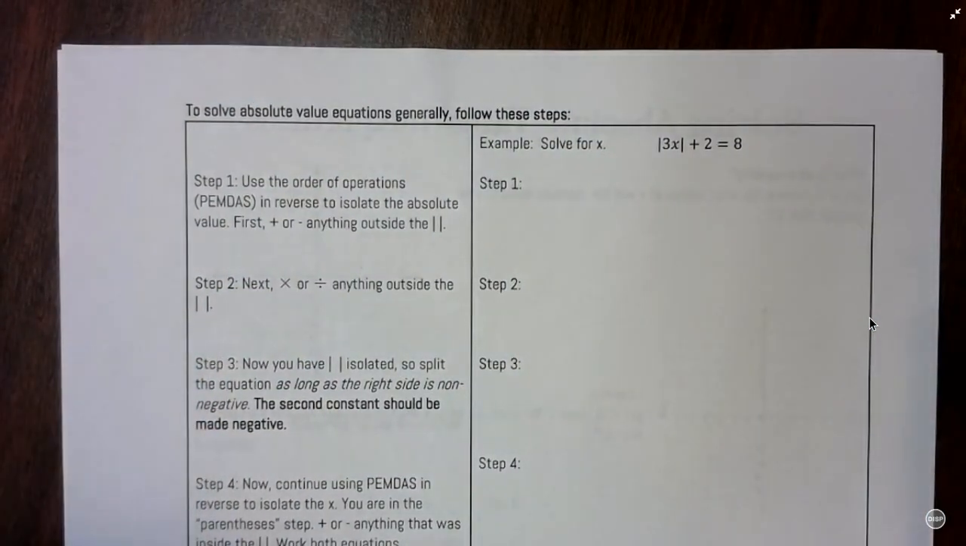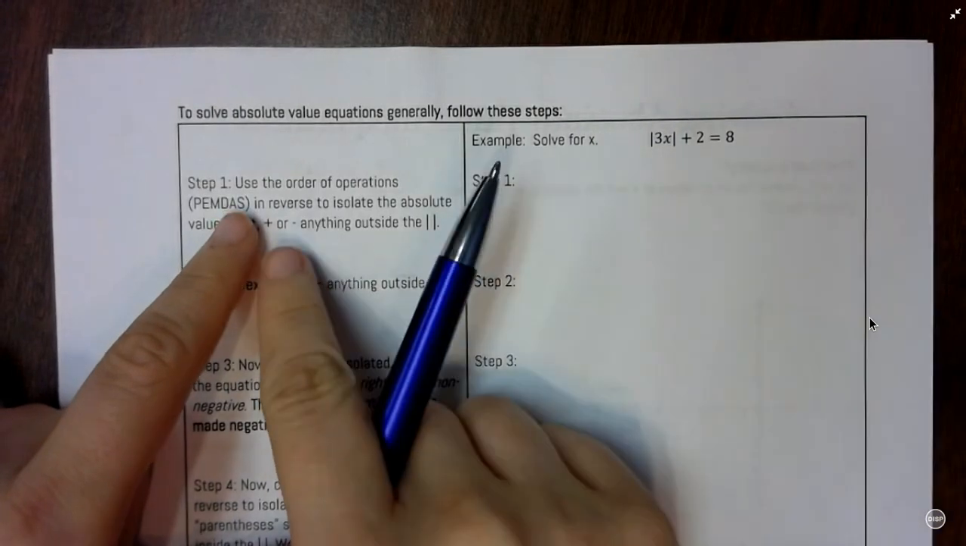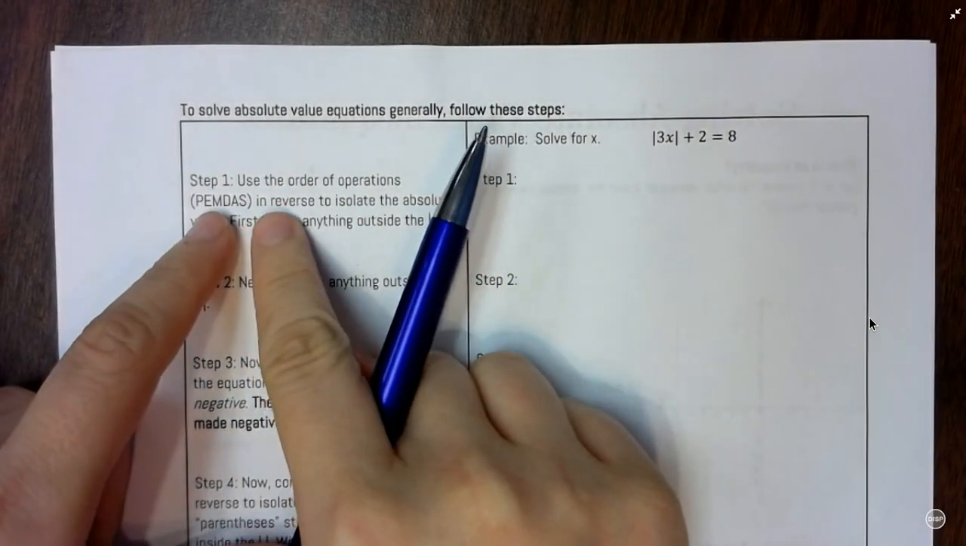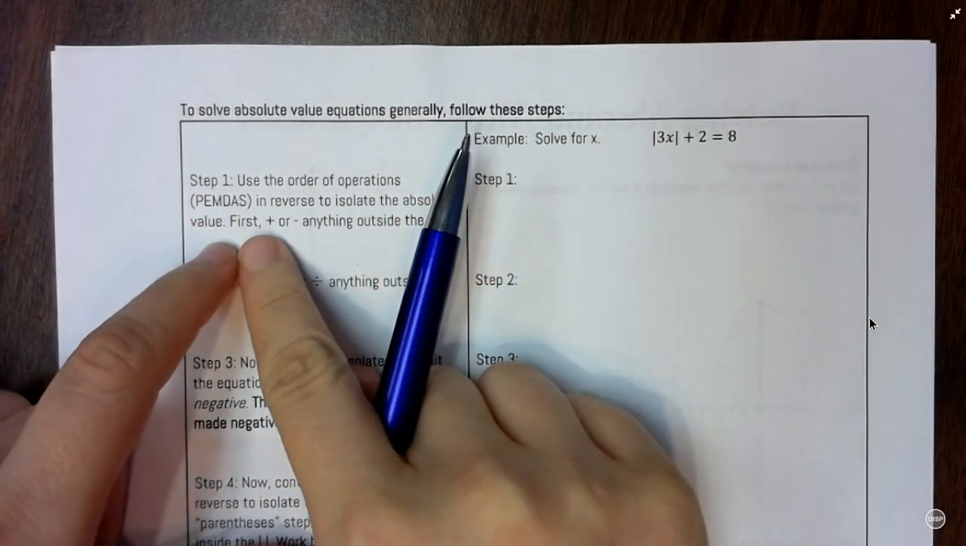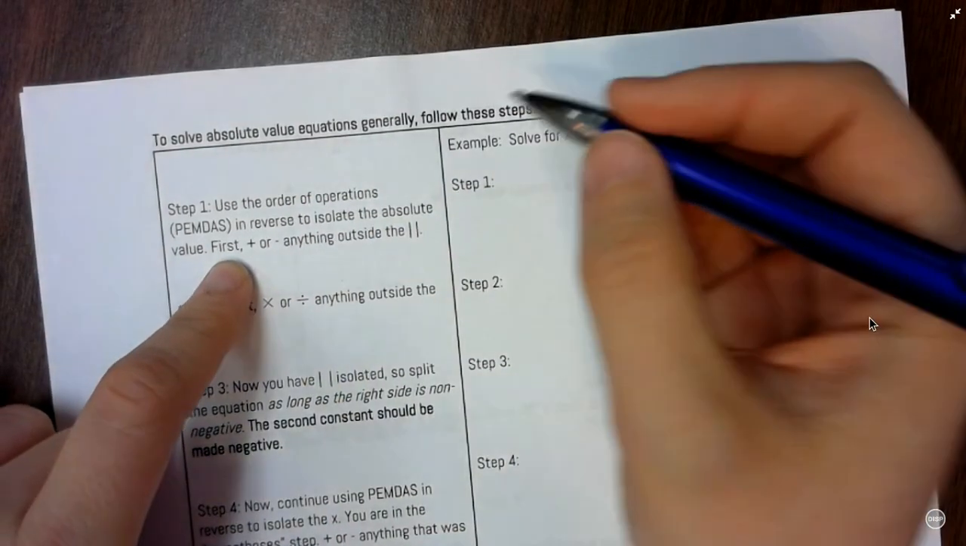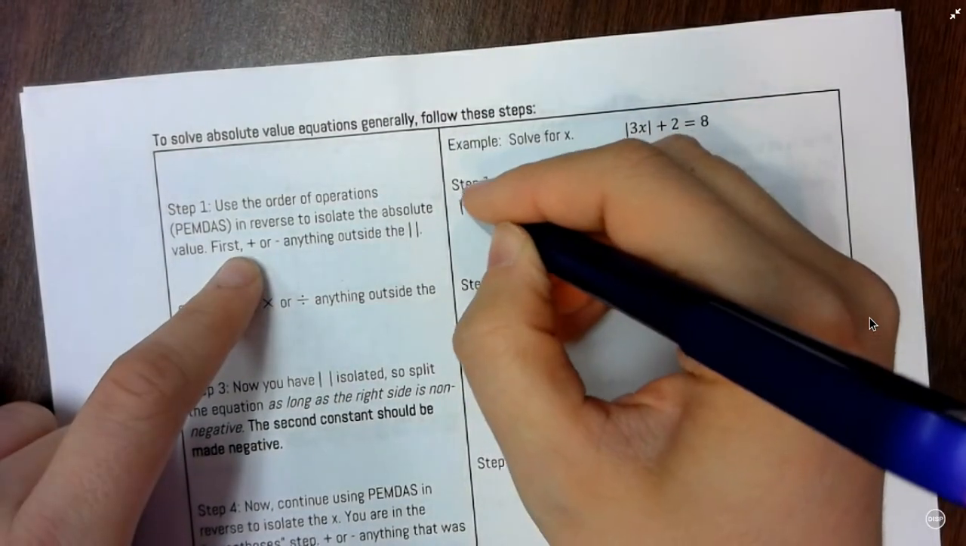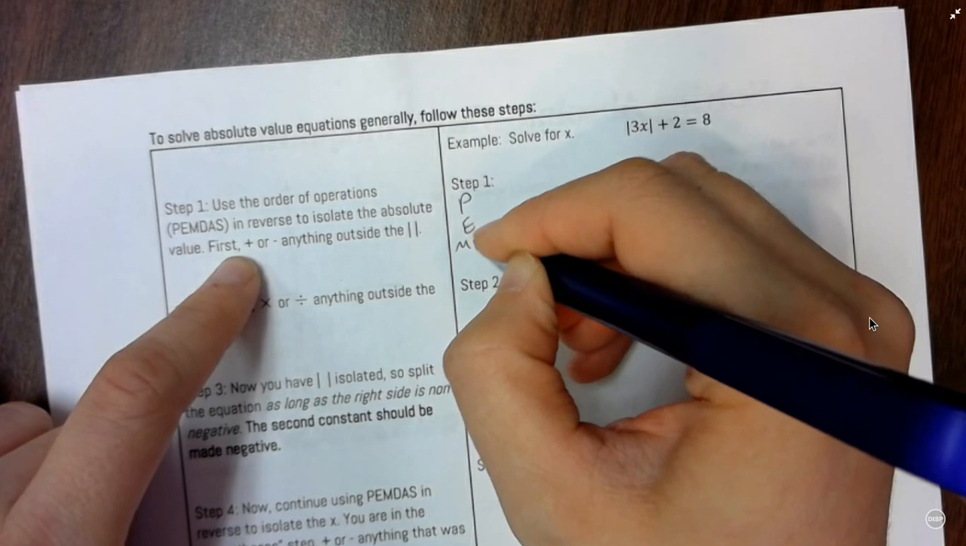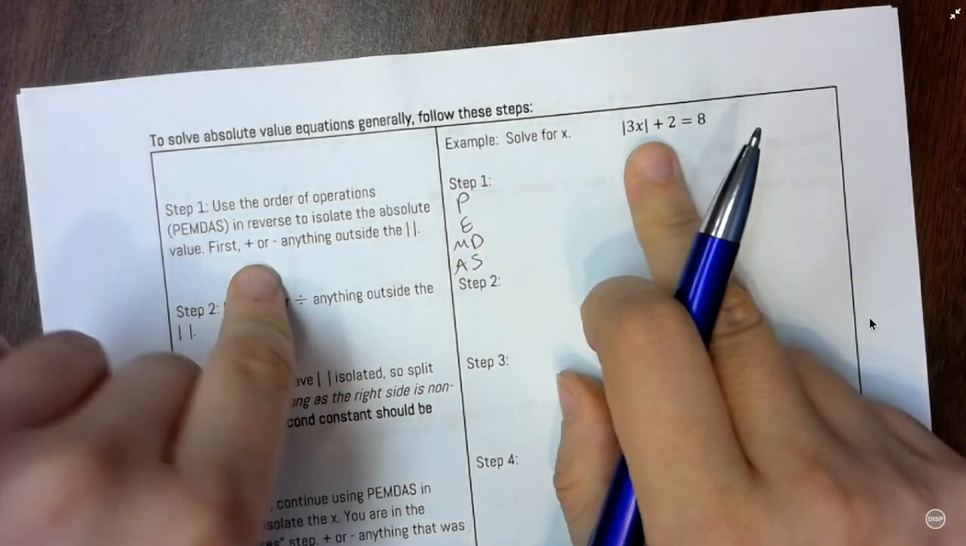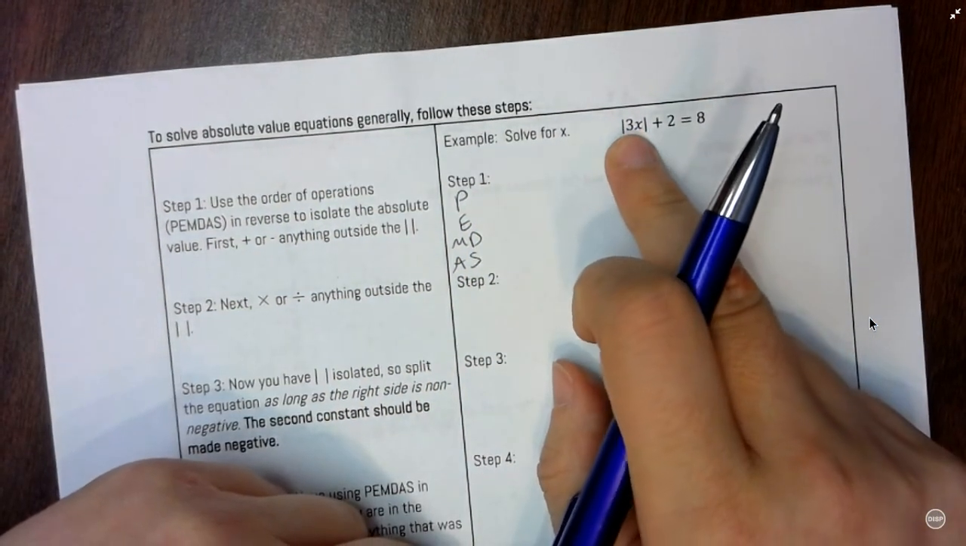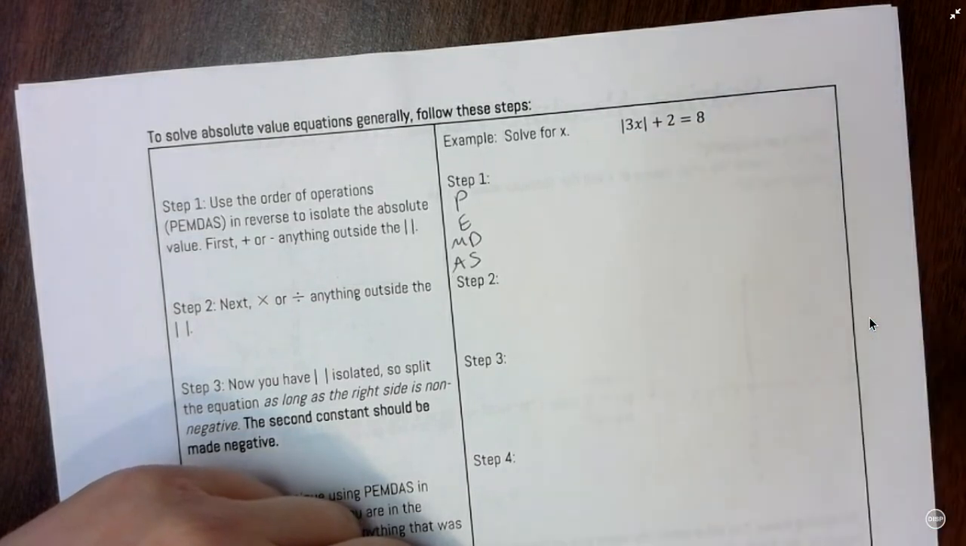So I go to the next page, and we have a couple more examples. And we're going to be using reverse PEMDAS again. So use the order of operations, PEMDAS, in reverse to isolate the absolute value. So let's do that. I'm solving this equation, the absolute value of 3x plus 2 equals 8.